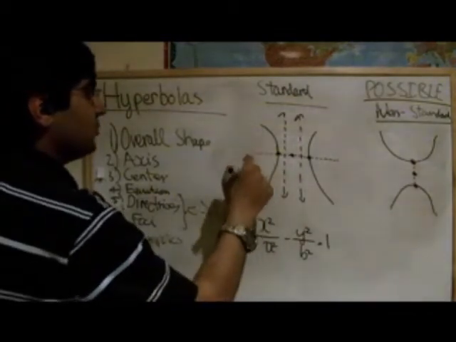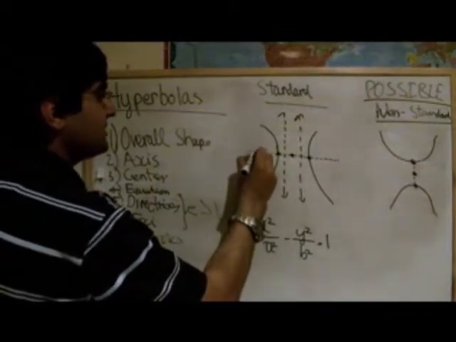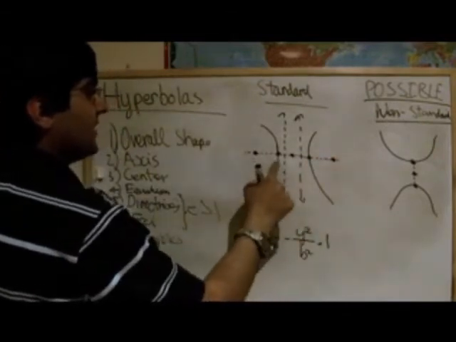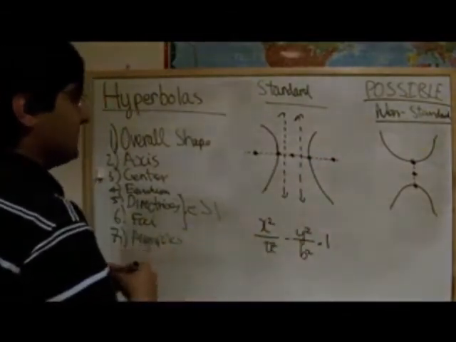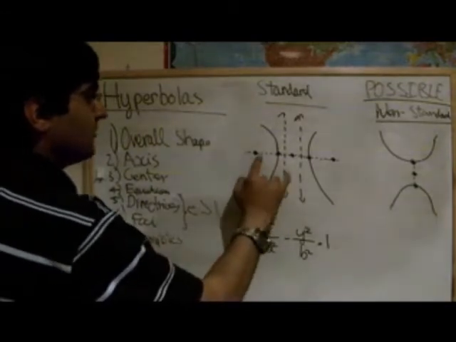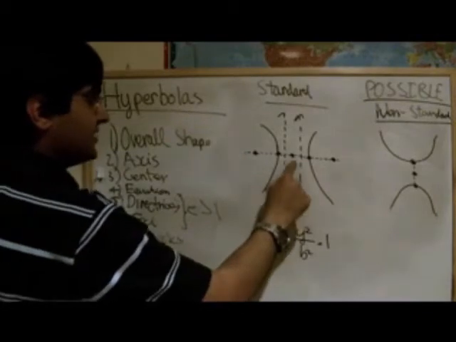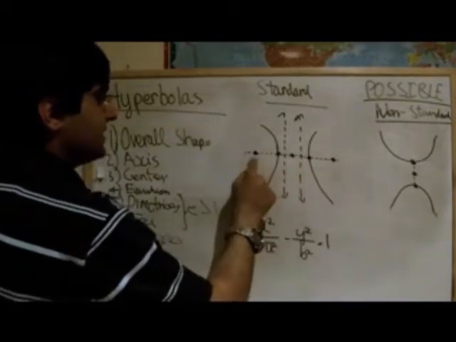The foci would always be equidistant from the center, and they would be farther away than the curve of the ellipse. So in this case, this could be one of our foci, and this could be the other focus, and they would be equidistant from the center. This distance would be the same as this distance.